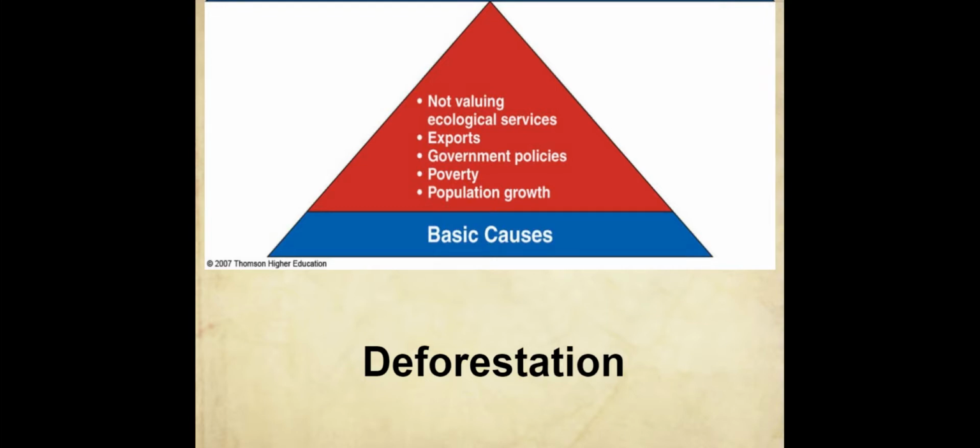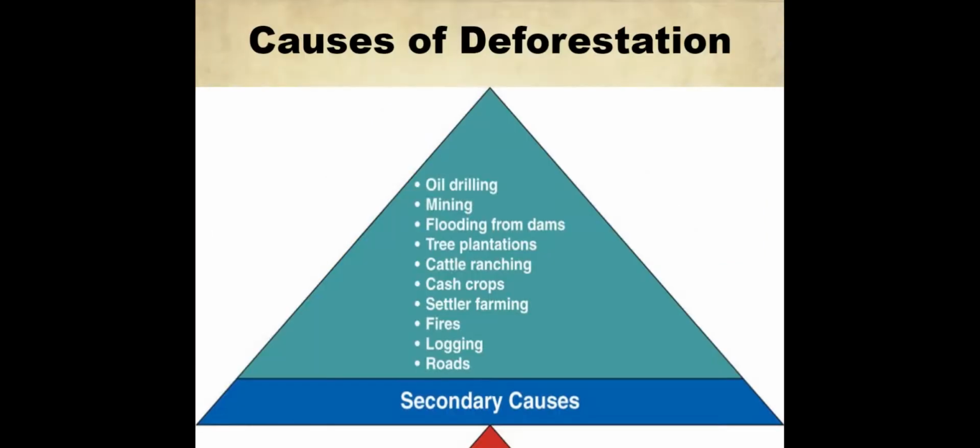The basic underlying causes for deforestation, and I'm going to start from the bottom, is population growth, human population growth. When we have too many people, what happens is that demand for resources goes up. Our poverty ends up going up. And then you have government policy stepping in. And in a lot of areas, these government policies do not favor the environment and they encourage exports. And overarching, it's people not valuing ecological services. We take for granted the oxygen that we breathe and the organisms that create it for us.